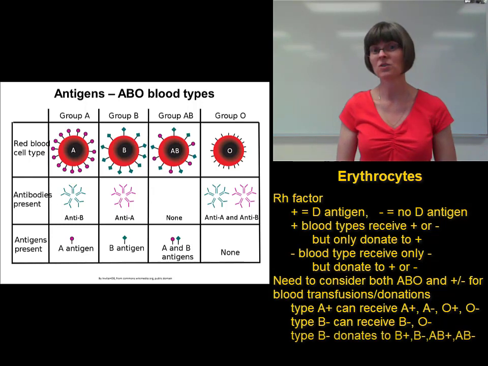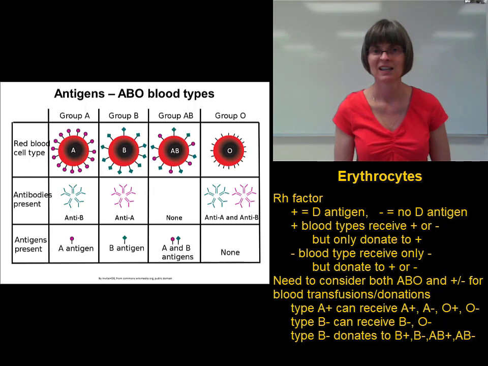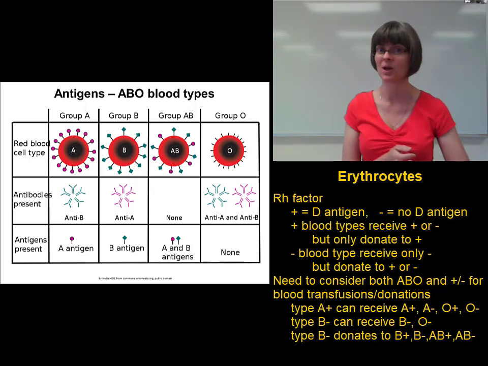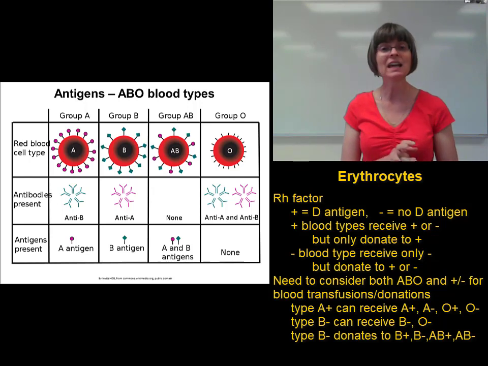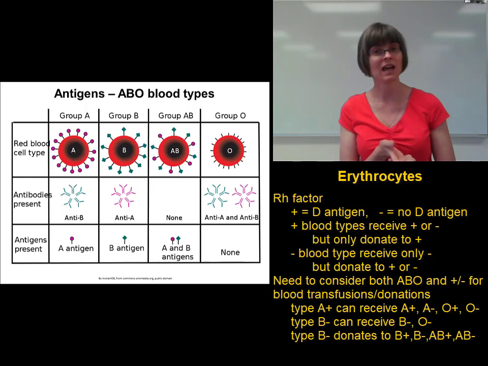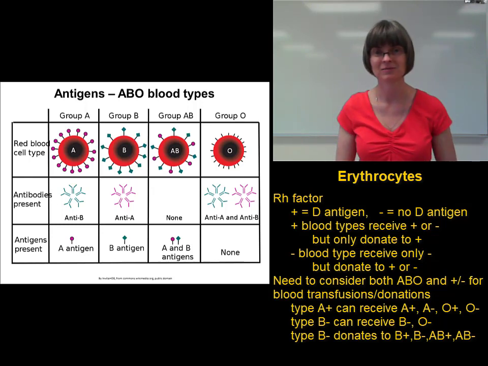Let's switch it around and look at who that person could donate to. If someone had B negative blood, they can donate to someone with B blood or someone with AB blood. Since they have negative blood, can they donate to positive blood types or negative blood types or both? Both. So that would mean they could donate to B negative or B positive, or to AB negative or to AB positive.